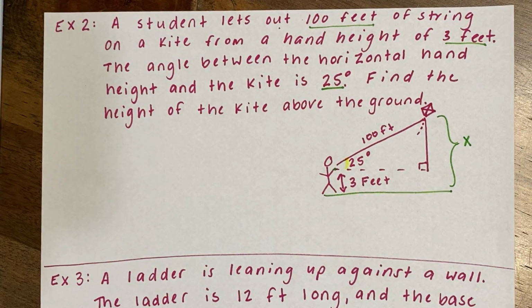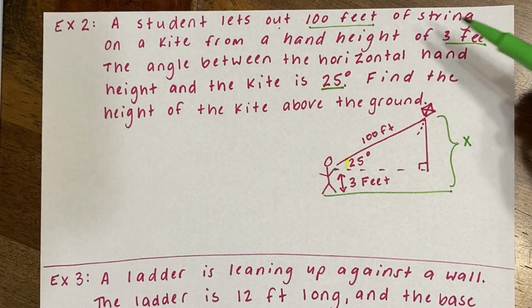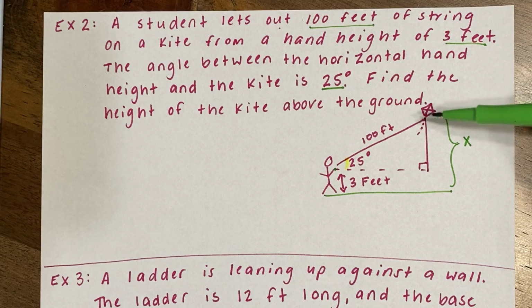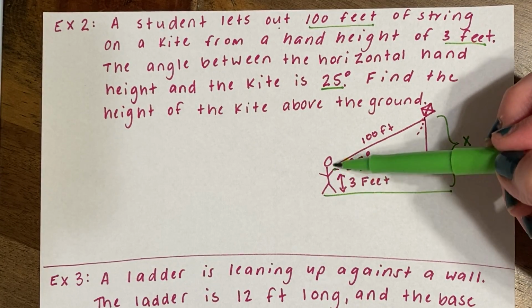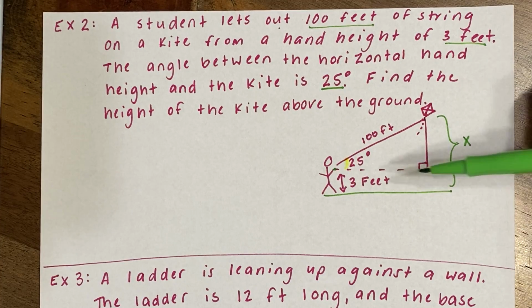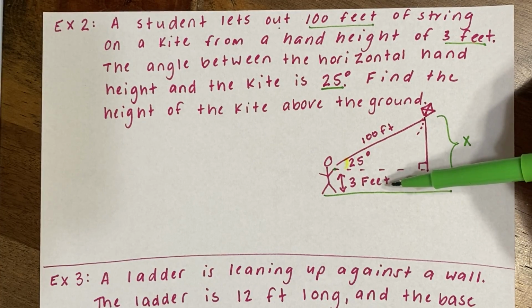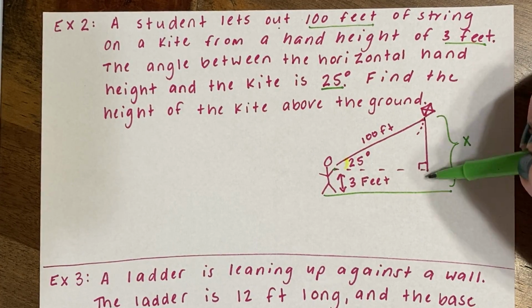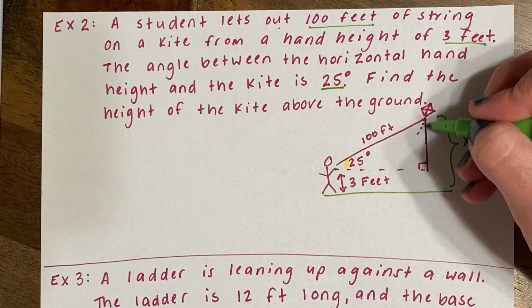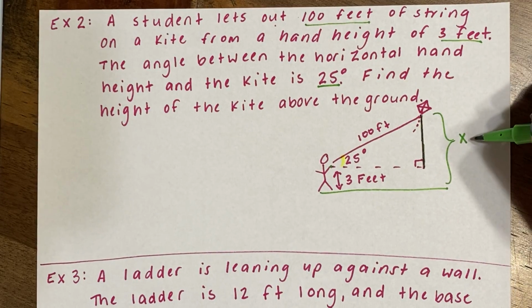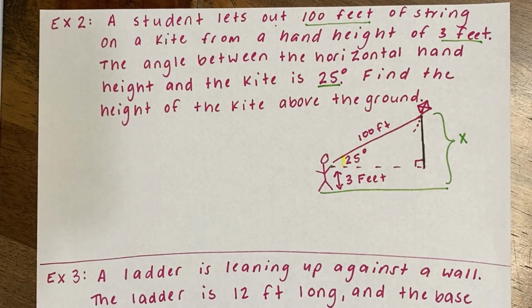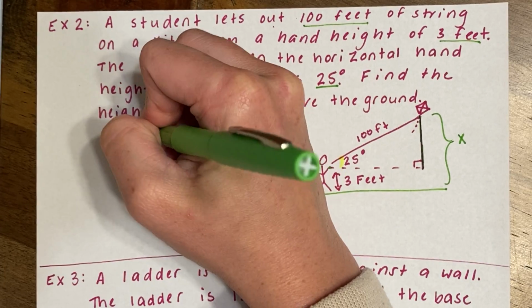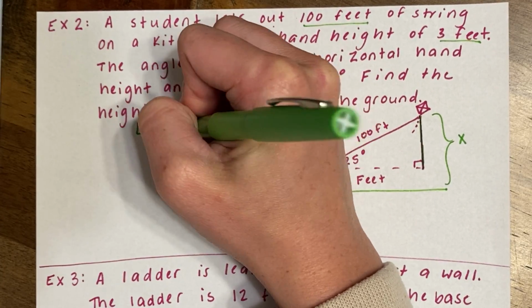So if you notice, there's 2 parts to this problem. We have to find this height, the height from the kite and the hand, and then add on how high the hand is already above the ground, which is 3 feet. So once we find this length here, we're gonna add on 3 to find the complete height off the ground. Okay, so there's two pieces going on here. All right, so again, let's start by labeling.